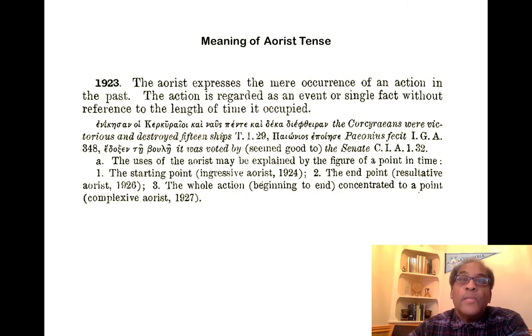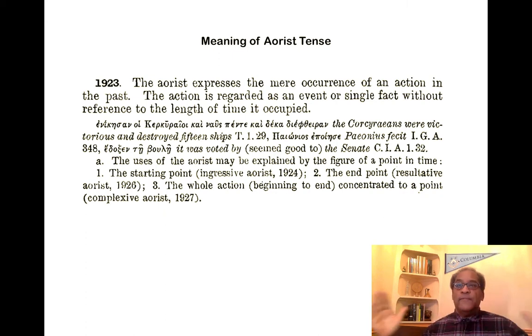Now, here is Smythe's introduction to the aorist tense, at 1923. He says of the aorist that it expresses the mere occurrence of an action in the past. The action is regarded as an event or single fact without reference to the length of time it occupied. So that's the distinction between the aorist and the imperfect. The aorist is just a point of time, whereas the imperfect will always have some length of time.